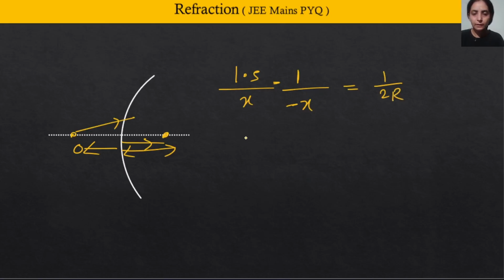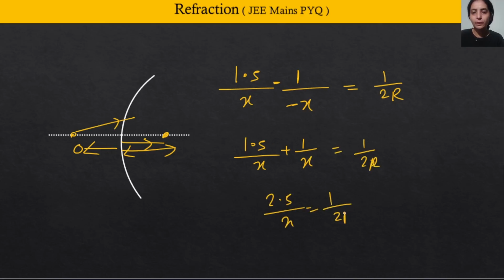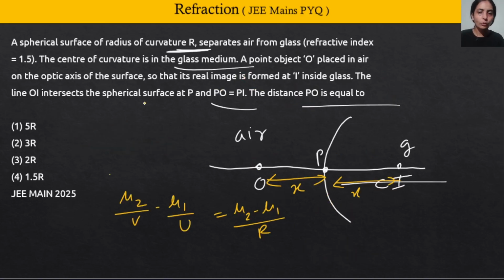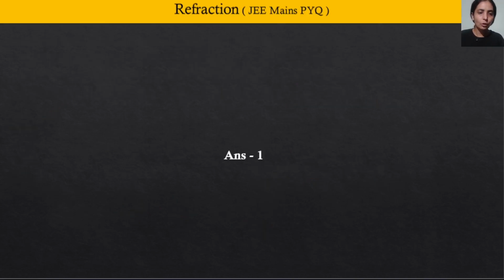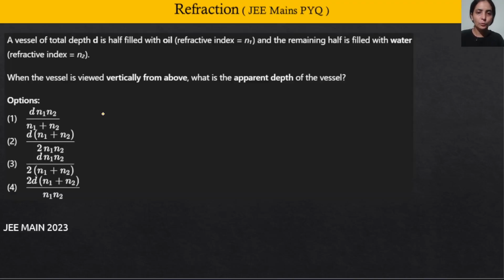So what will be this thing? 1.5 by x, and this will become plus 1 by x, and this is 1 by 2r. So this is equal to how much? 2.5 by x is equal to 1 by 2r. So clearly x is equal to 5r. Done it? So we were asked to calculate PO, that is x. This is equal to 5r. So option A will be correct. Yes. Okay. Now let us move to the next.